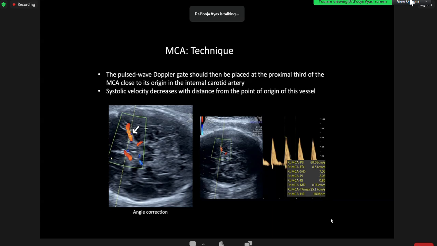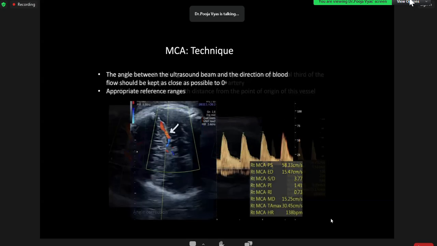This is important to diagnose cases of fetal anemia. In cases of fetal anemia, the peak systolic velocity will be more than 1.5 MoM. So, yeah. Now moving on to aortic isthmus.